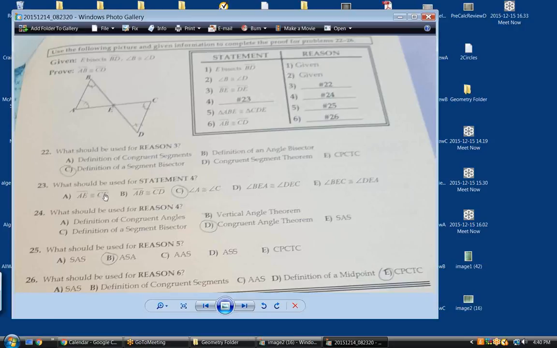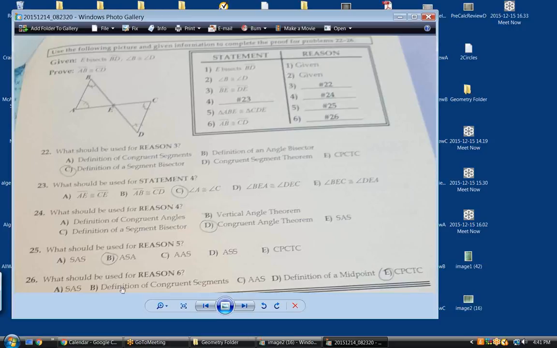But we do know that, let's see, 23 is the problem. And the answer is angle BEA, that one, is equal to angle DEC, this one. So that's the statement for number 4. What's the reason? Which is 24. Just vertical angles theorem? Correct. So that's 23 and 24. Now we can make the 5th statement, which is that this triangle is congruent to that triangle.